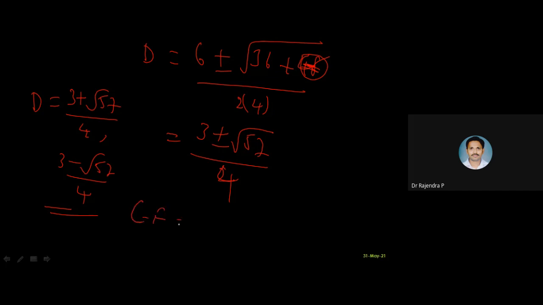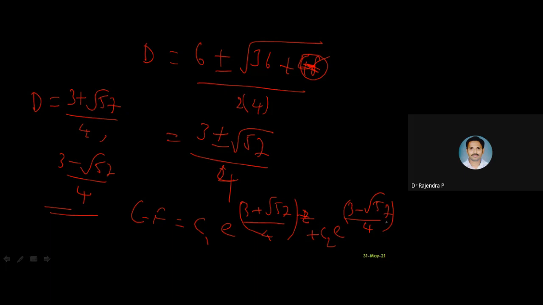So while writing your complementary function, what you have to write? C1 e power 3 plus root 57 by 4 into z, since you are solving for z. Plus C2 e power 3 minus under root 57 by 4 into z. I hope you understood. In place of m1x, m2x, these are the two roots I am substituting. Just keep it as it is, right?